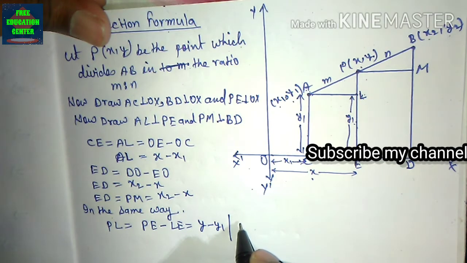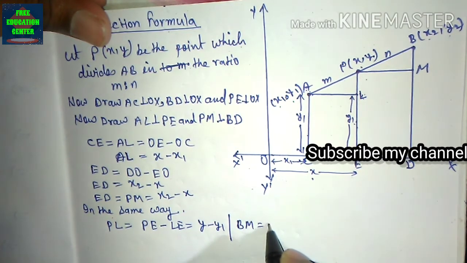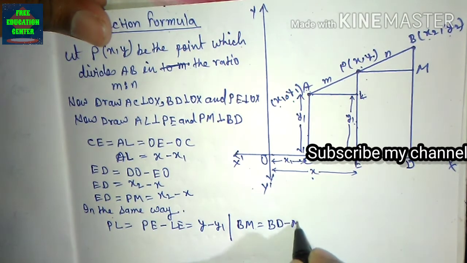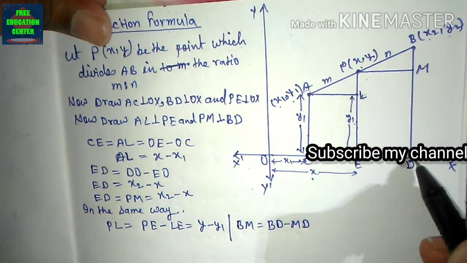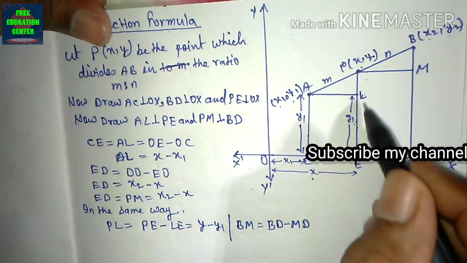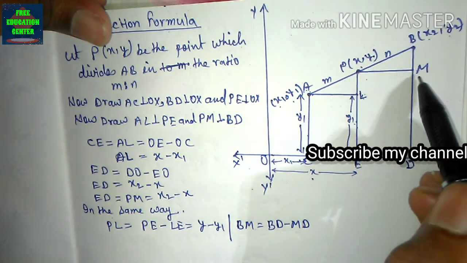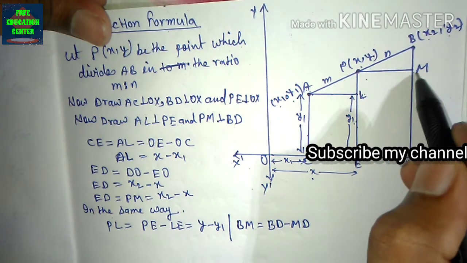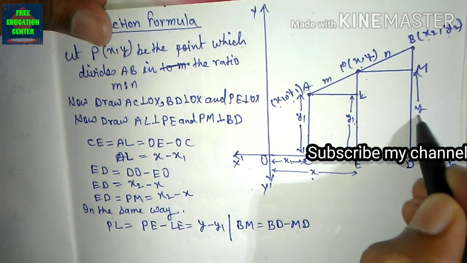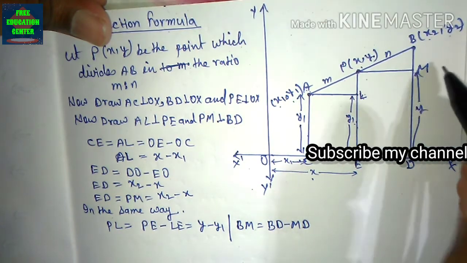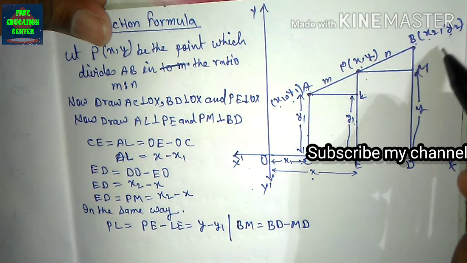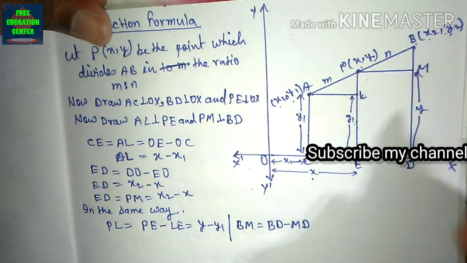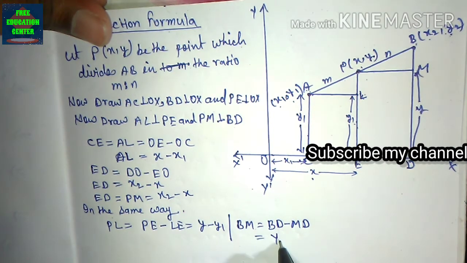Similarly, BM equals BD minus MD. Here MD equals PE and this PE is y, so MD is also y, and BD is y2, so BM equals y2 minus y.